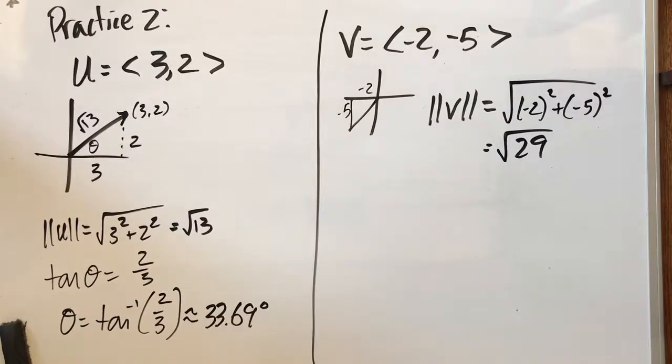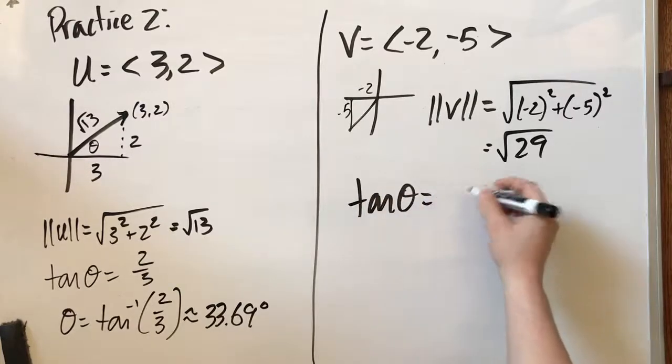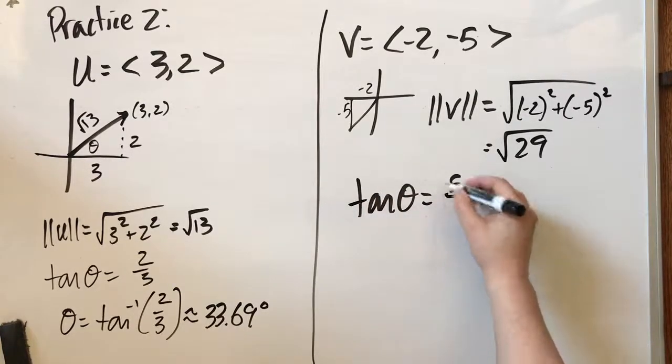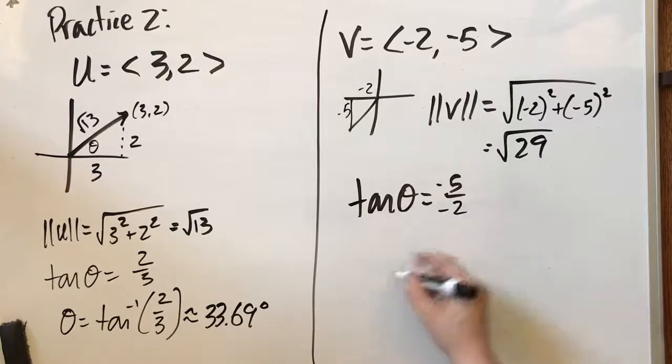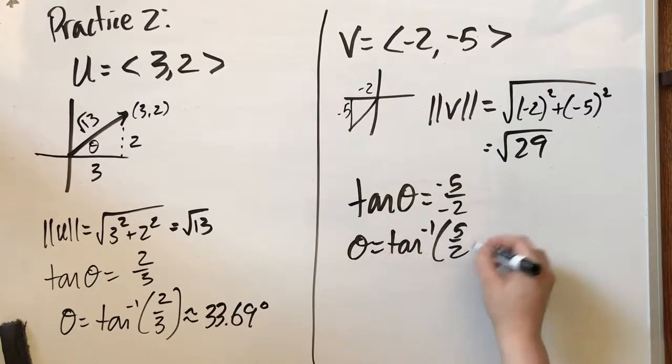I cheated and looked at the answer key. That's basic math. So when I go to do the tan inverse of this and have 5 over negative 2, so I'll have theta equals tan inverse of 5/2.